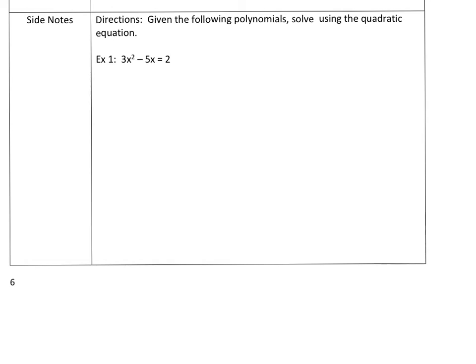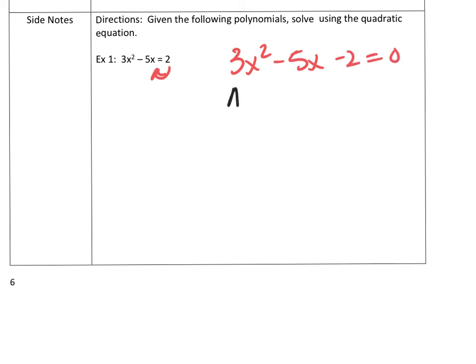All right, hopefully you had a chance to at least try it on your own. Hopefully you noticed from the beginning that it was not set equal to 0 and it's not in standard form. So let's go ahead and subtract the 2 over here. So we got 3x squared minus 5x minus 2 equals 0.